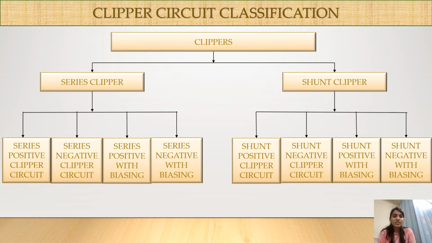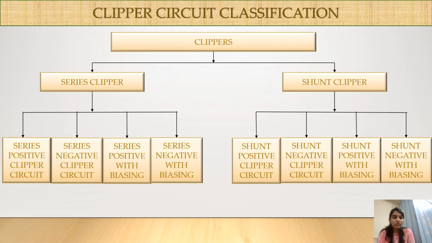So what is a positive clipper circuit? A clipper circuit in which the diode is connected in series to the input signal and that reduces the positive portion of the waveform is termed a positive clipper circuit. Now, the second one is the negative clipper circuit. A clipper circuit in which the diode is connected in series to the input signal and that reduces the negative portion of the waveform is termed a negative clipper circuit.